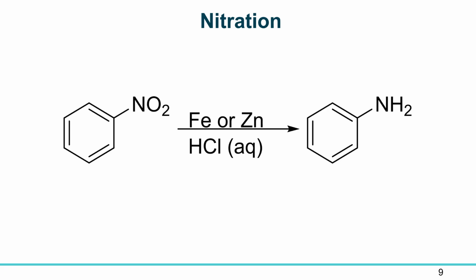Nitration is a particularly common electrophilic aromatic substitution because the nitro group can easily be reduced to an amine by treatment with iron or zinc with hydrochloric acid.